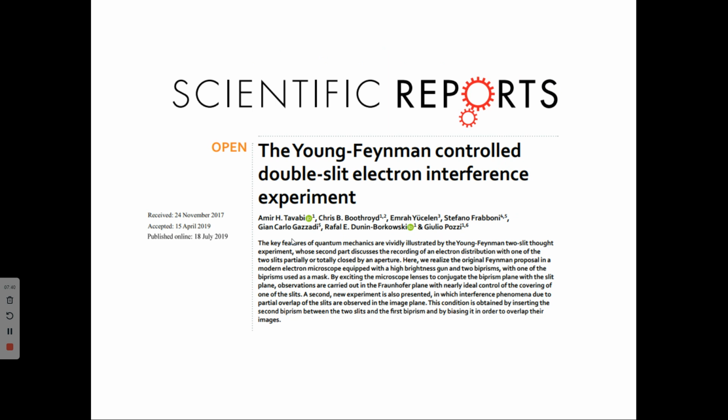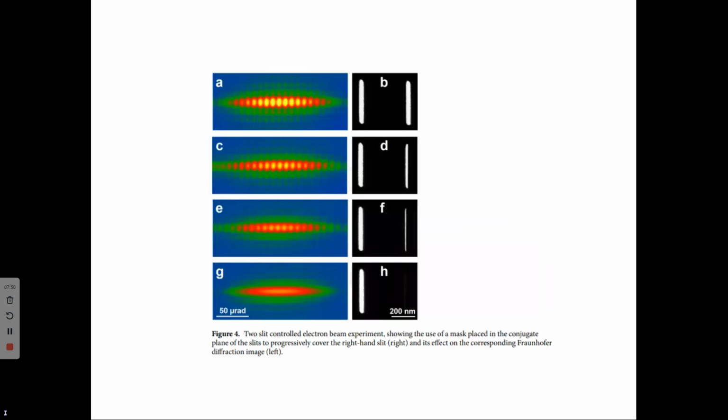Now, this is a fairly recent published paper demonstrating this with electrons. This is a graphical representation of the results, that as they gradually increase the second slit here, we see an emerging interference pattern.